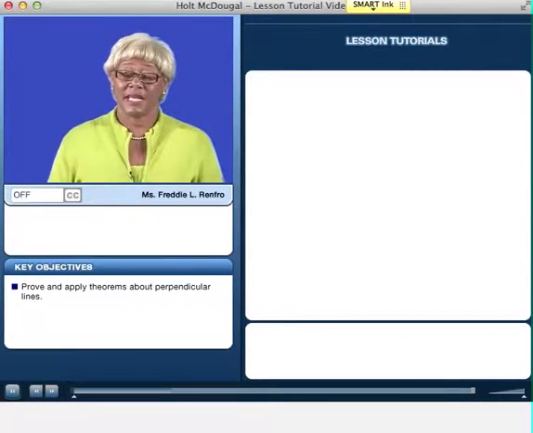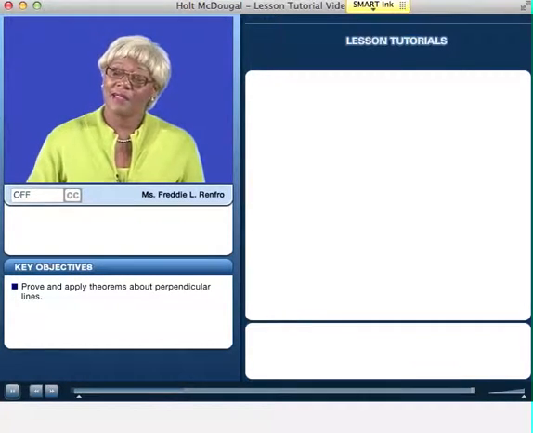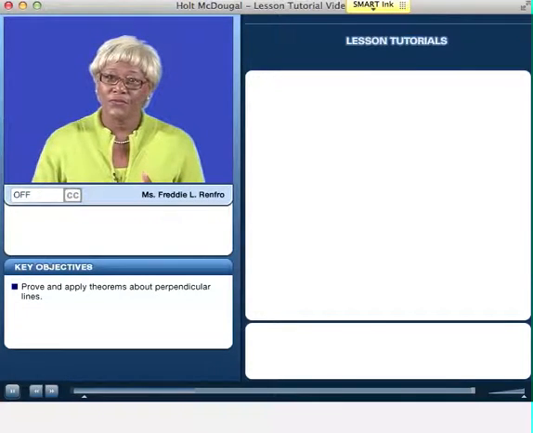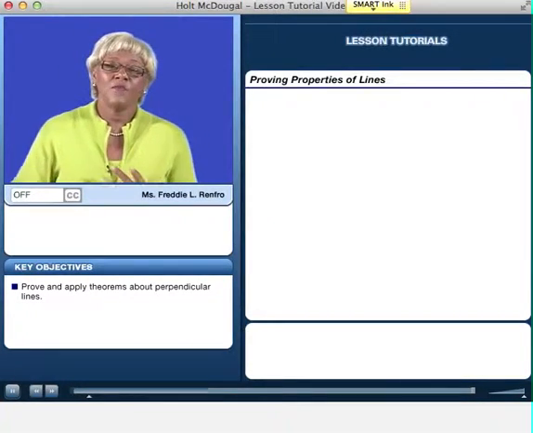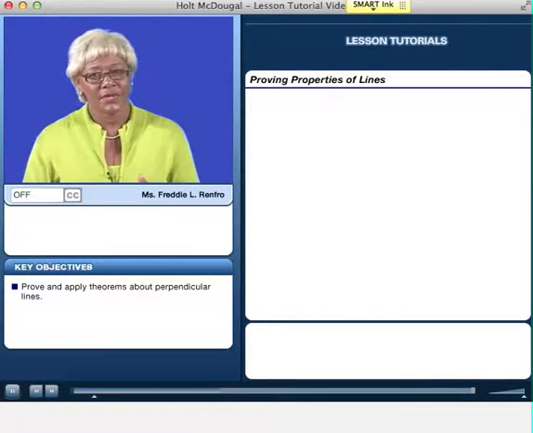Take a look at another example that involves parallel and perpendicular lines. This time, we're going to have to prove, using a two-column proof, that two lines are parallel. But before we do that, I want to review with you two important theorems.